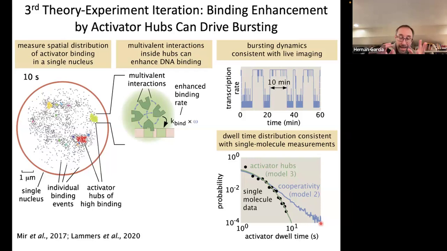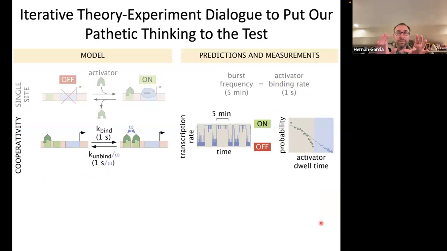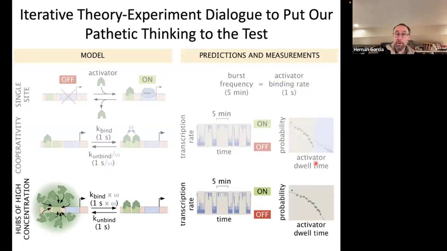Okay, so I had shown you before that the classic protein-protein cooperativity could predict bursting dynamics, but not really the binding dynamics, the binding distribution. And now I introduce you to a model that acknowledges the presence of these hubs. If those exist, and if a gene is inside those hubs, you could get the same bursting dynamics, but also the right dwell time distribution. I'm not saying, and this is very important, that this is the right model, okay?